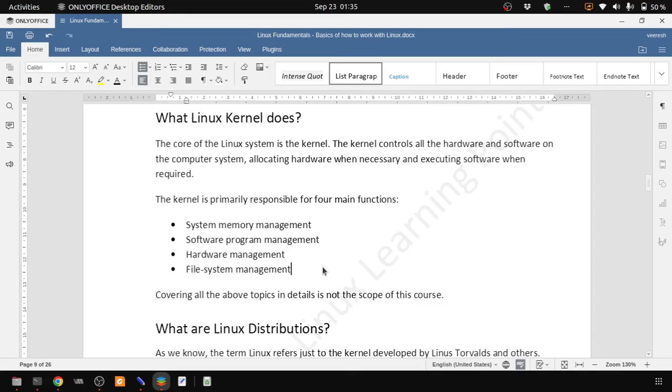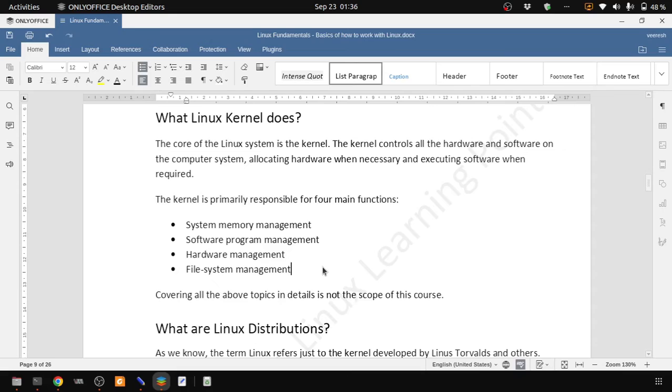You have different file systems: ext2, ext3, ext4, and also FAT32. All of these file systems are supported by the Linux kernel, along with detecting files and all those operations. Copying or moving files or navigating files is all done in the file system, and that has to be managed. This is taken care of by the Linux kernel.